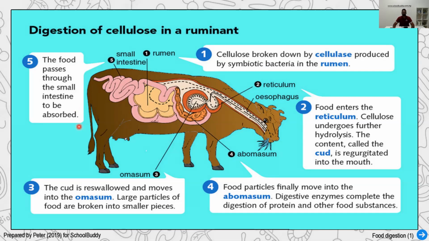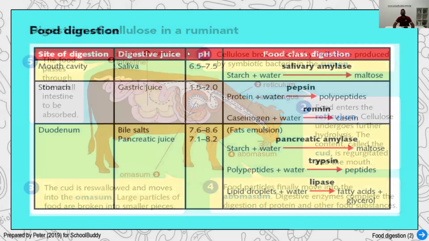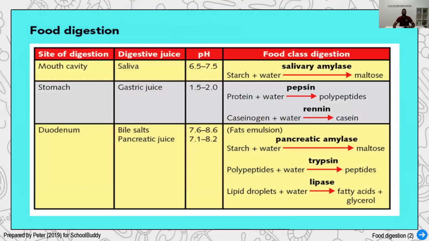So looking at what is more important, which is humans, we're going to see how humans take food in and what happens. This is a table that shows in a summarized way how food is digested at each site of digestion. We start with the mouth cavity, followed by the stomach, and then the food will go to something called the duodenum, which is the first part of the small intestine, and we're going to see the continuation.